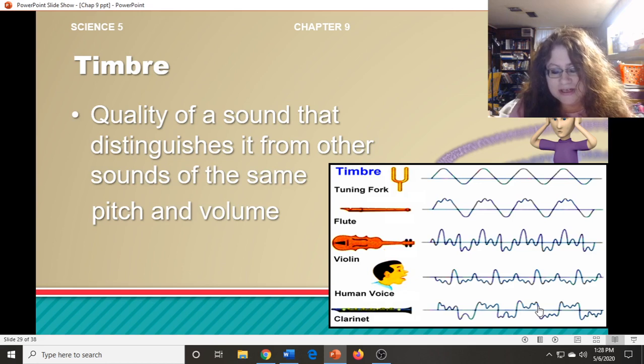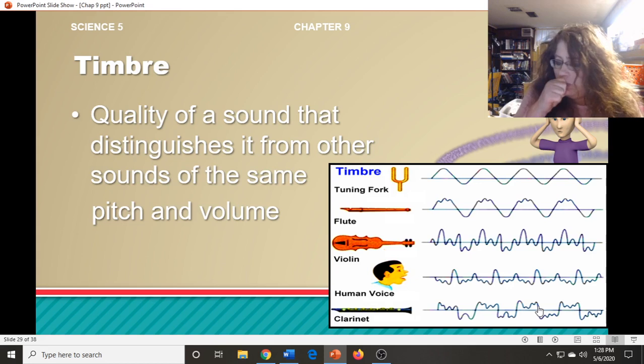An oscilloscope image of a single pure sound, such as that made by a tuning fork, looks smooth. You can see that? See the smooth oscilloscope reading of the tuning fork at the top. Musical instruments, however, do not have a pure sound. Instead, musical instruments produce sounds that are a blend of different vibrations or sounds. On an oscilloscope, these blended sound waves look rough or wiggly. And I have this picture to show you that. There's the flute sound wave. You see how wiggly the violin is, the human voice, clarinet.